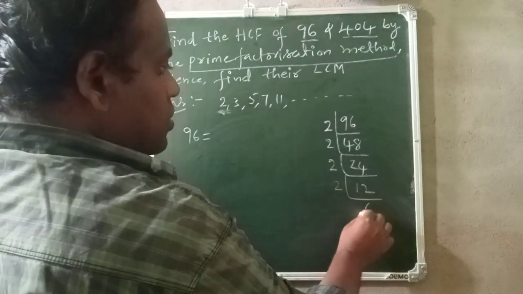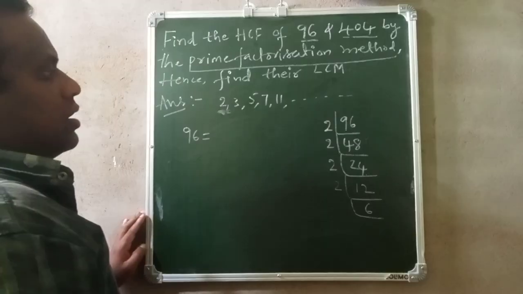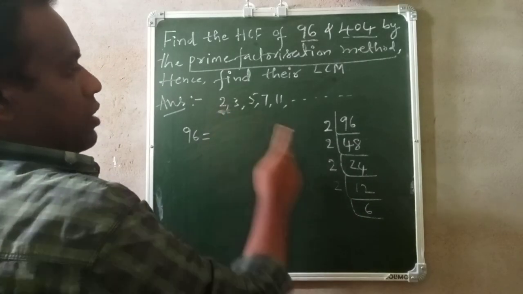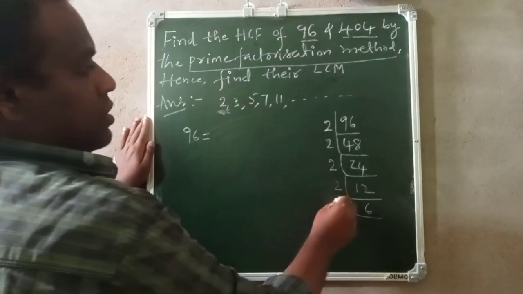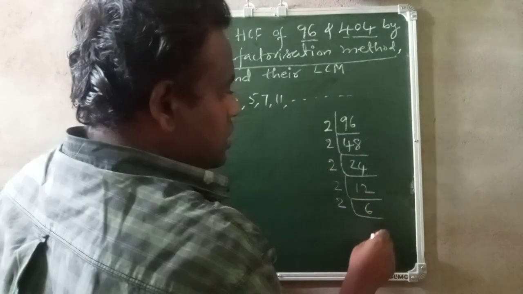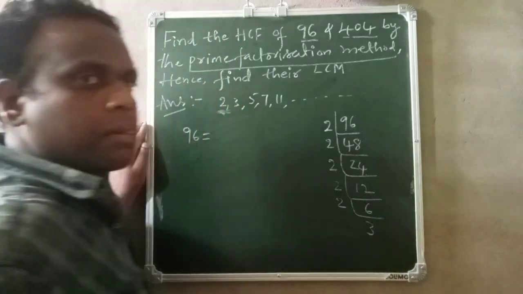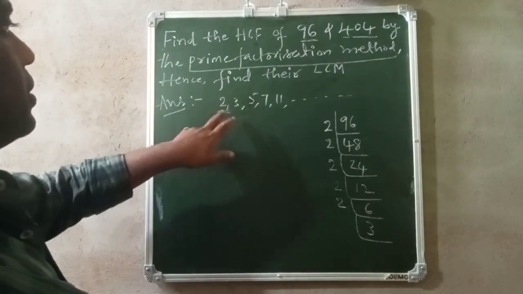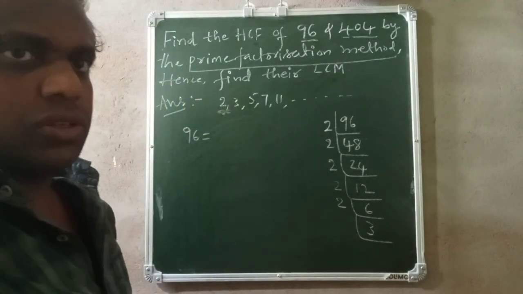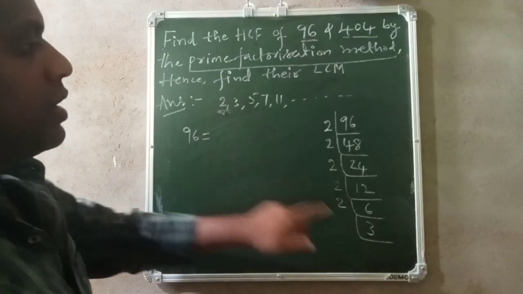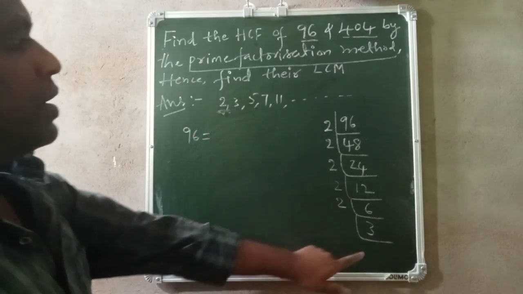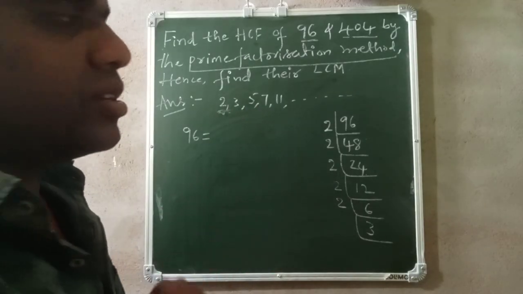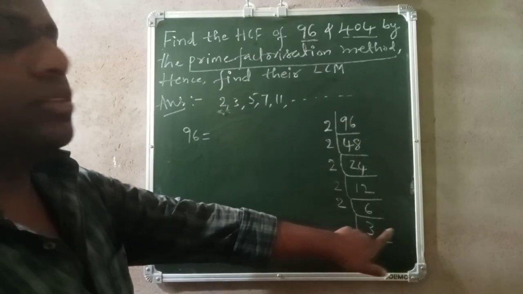Again put 6 like this. Again check whether 2 can divide 6 completely. Yes, it can, so write this 2 here. Now 2 3s are 6. Again for 3 you put like this. Check whether 2 can divide 3 completely or not. No. 2 cannot divide 3 completely, because if you divide 3 by 2 you will get 1.5, which is a decimal. We should not get that. So 2 cannot divide 3 completely.